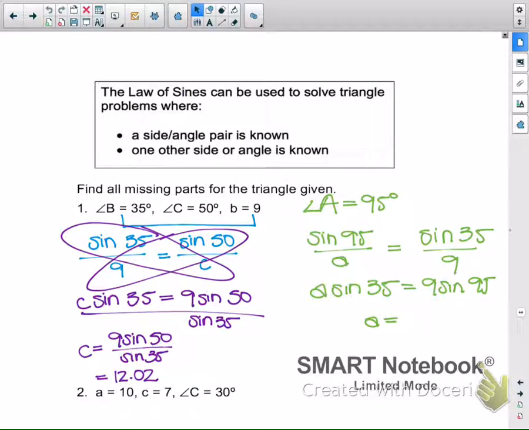Again, because we're solving for a side, I'm going to round to 2 decimal places, which gives me about 15.63. Math-wise, not real hard, right? Okay. And it's not. It's just remembering how to do it.